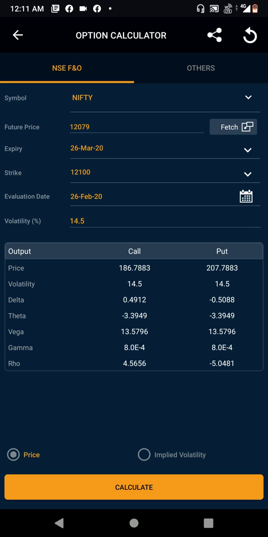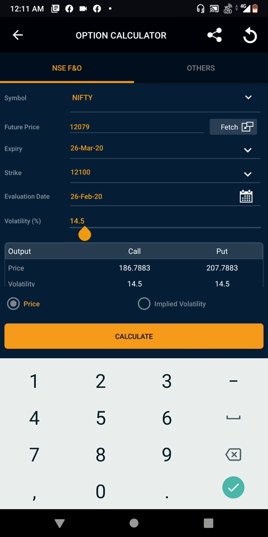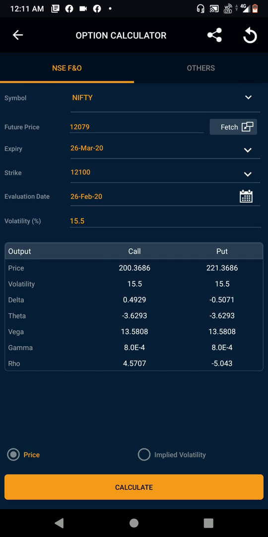Okay, so what does volatility mean? The Vega factor is nothing but the volatility numbers. If the volatility number is rising from 14.5 to 15.5, our option price will change by $15. Exactly. It has changed from 185 to $200. That is what it signifies.